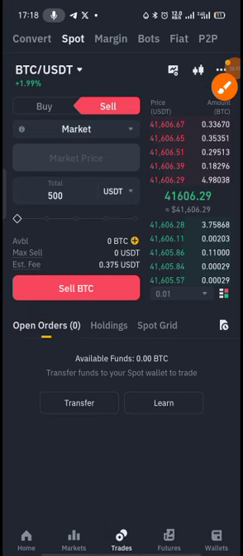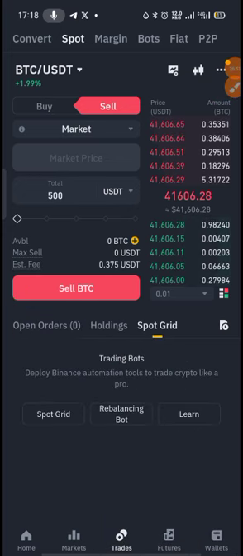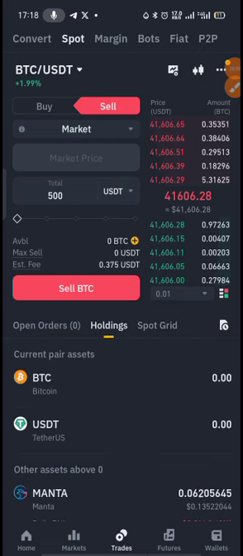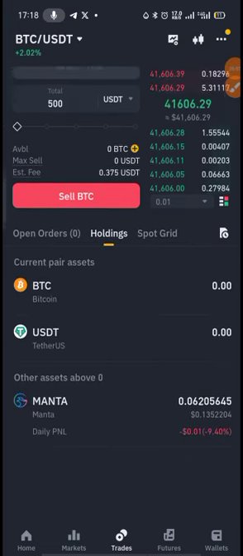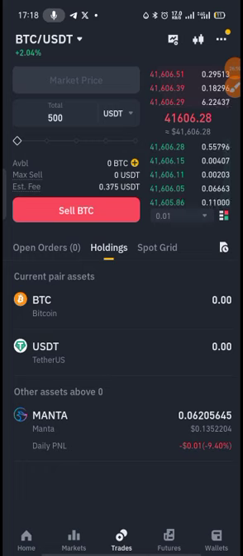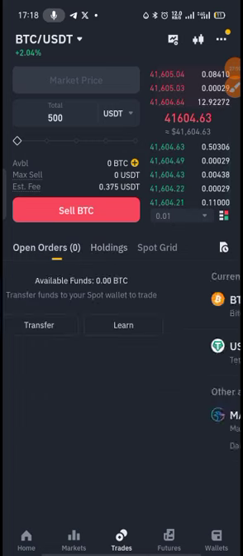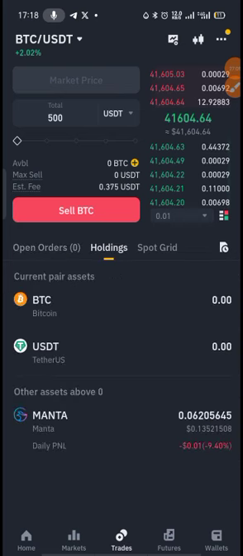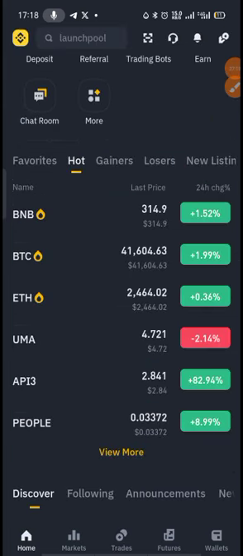Now the spot grid is for grid traders. Those are trading bots. And holdings are coins that you are currently holding. Coins that you are holding now show here under holdings. You have open order. I think I'm seeing Mantra here. I think Mantra found itself. It's here under holdings. Okay, so basically that's that for that.